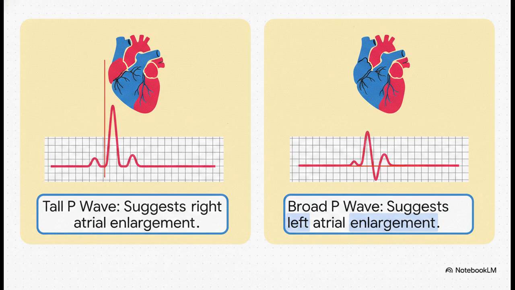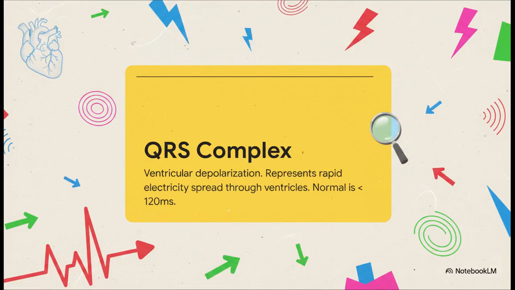Pretty cool, right? All right, next up is the main event, the QRS complex. This big, sharp, spiky thing is the sound and the fury of the ventricles depolarizing. And I want you to pay close attention to that timing. It's gotta be fast. We're talking less than 120 milliseconds.